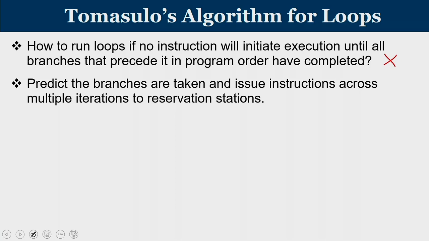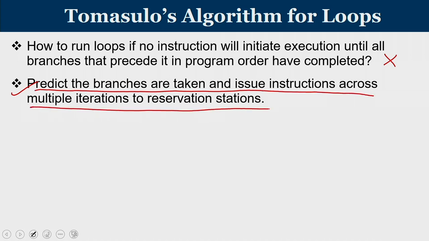So, here is the role of a branch predictor. You predict the branches are taken and issue instructions across multiple iterations. The first condition blocks you from executing instructions that are after a branch instruction, which will stall the pipeline for some time until the branch instruction has been resolved. The second condition, what is mentioned over here, will permit us to predict that the branches will happen. If the branch is happening, we know what instructions are to be executed, so we execute them across multiple iterations.